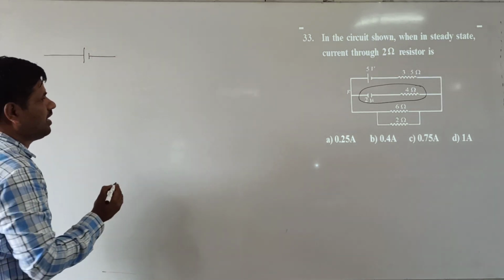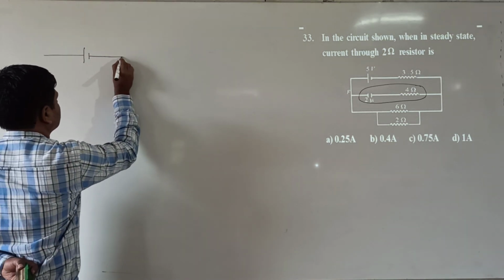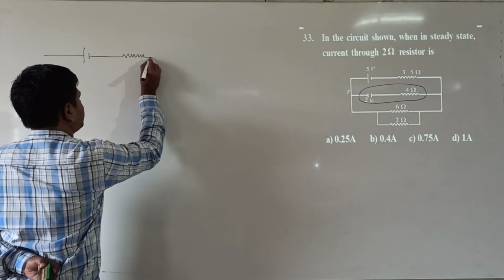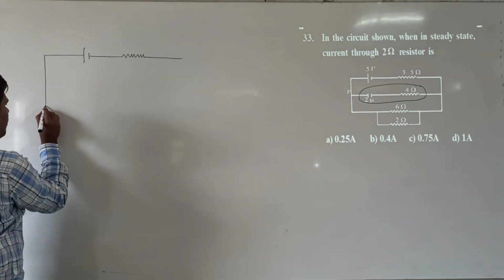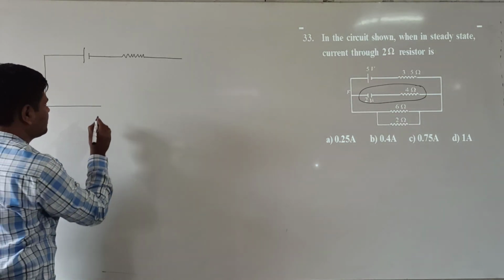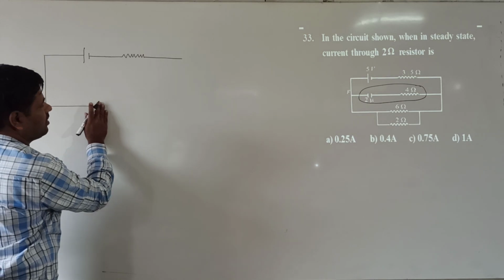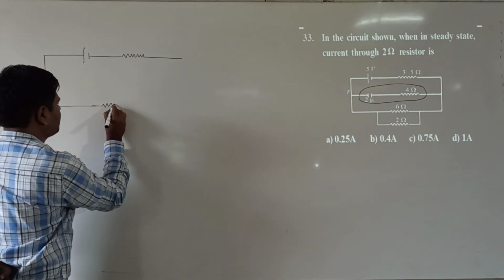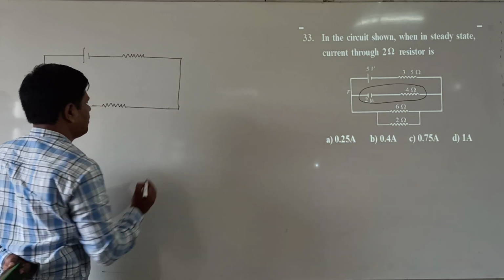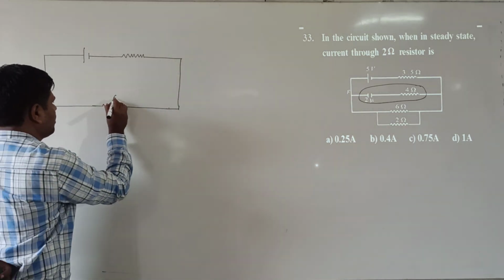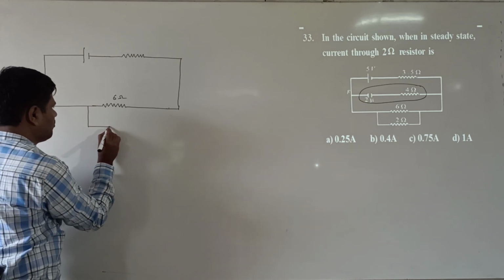this is a battery, this is a resistance, and again here another one. Only two resistors are left here. One is a 6 ohm resistor and another one is a 2 ohm resistor.